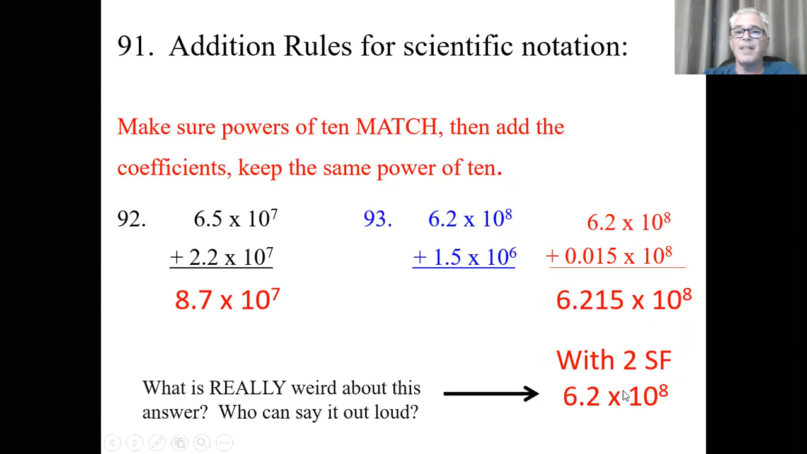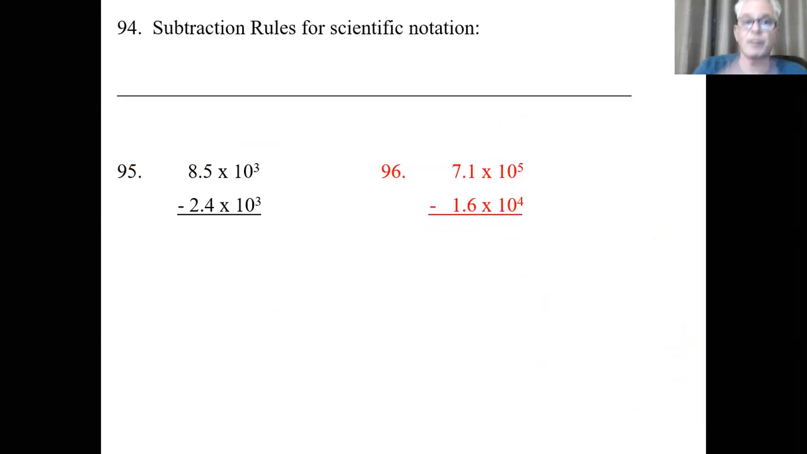You get something that looks like you're doing something, but really it's just math now, and adding such a small little number, it doesn't really make a difference. Kind of cool. But the rule, ready? Make sure the powers of 10 match, then you're going to add the coefficients and keep the same power of 10. Are you getting this? We're almost done. We're up to 92. We only got to get to 100.